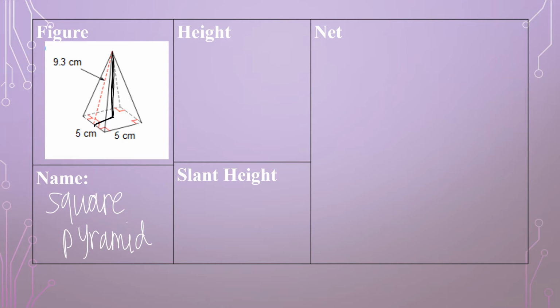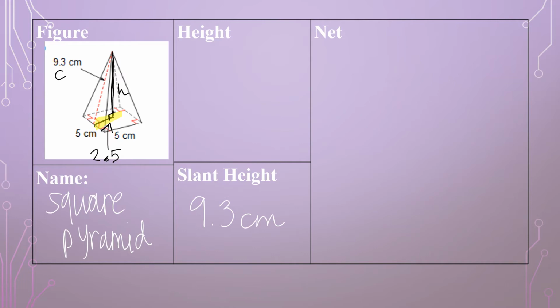So if my side is 5 here, that means this little piece that I highlighted in yellow is 2.5 because it is half the length of the square. So the base of this triangle is 2.5. The height is what we are trying to find, and then we know the hypotenuse, which is 9.3, and that happens to be our slant height. So we can write that in, 9.3 centimeters, as our slant height.